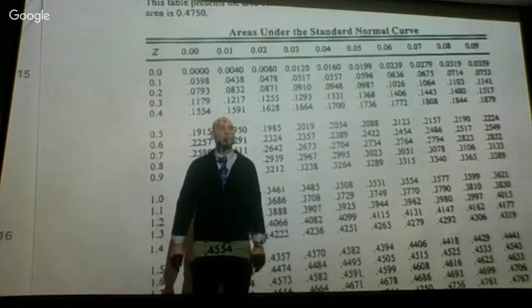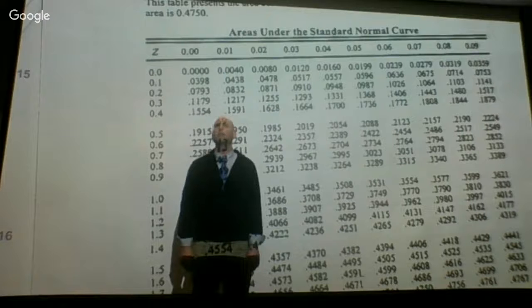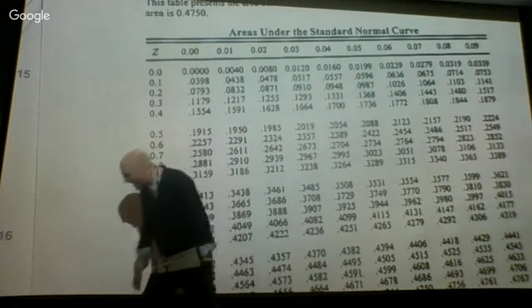What else can I do? Who's a problem solver in here? Who's a game changer? Katie? So you go to Z 0.8 and then go over to. But Z's negative. It doesn't matter because it's symmetrical.